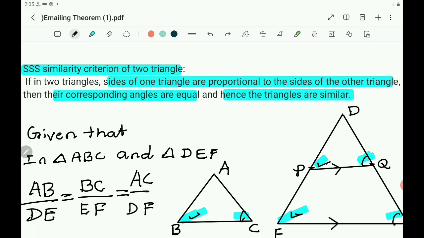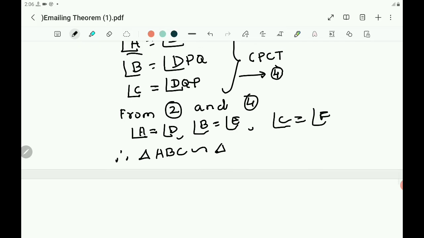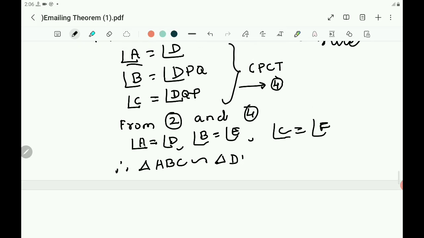So you got that corresponding angles are equal. Now you got the corresponding angles are equal, and as the corresponding angles are equal, the two triangles become similar triangles. Therefore you can write triangle ABC similar to triangle DEF. You got the result. Corresponding angles are equal and the two triangles ABC and DEF are similar. That is the result.